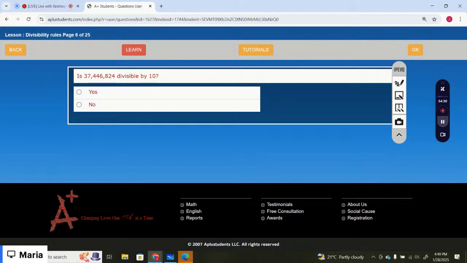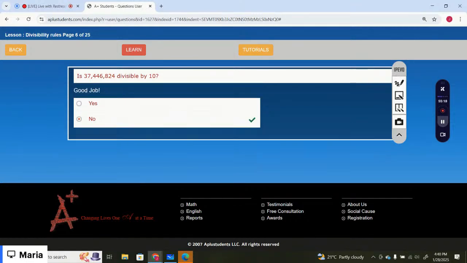Is the number divisible by 10, which is the correct option, yes or no? The correct option is no, the number is not divisible by 10. If the ones digit is 0, that means the number is divisible by 10.